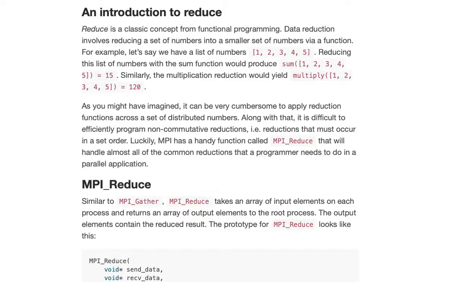So now we're going to talk about the MPI reduce and MPI all reduce subroutines. First, I'll talk about MPI reduce. For example, let's say that we have a list of numbers 1, 2, 3, 4, 5. What if we reduce this list into a single number? If you want a sum, then we just do the sum and we get 15. If you want multiplication, then the multiplication reduction would yield 120 for 1, 2, 3, 4, 5. MPI reduce does this very easily.